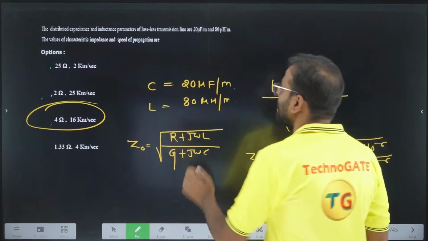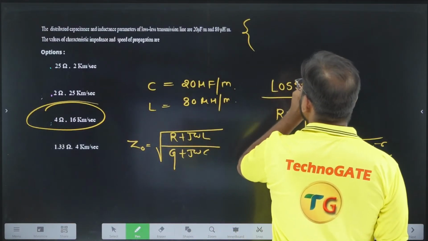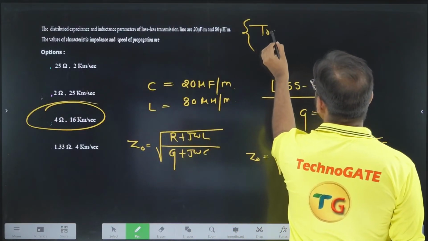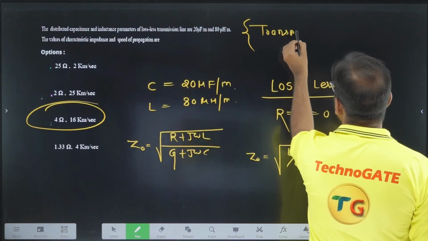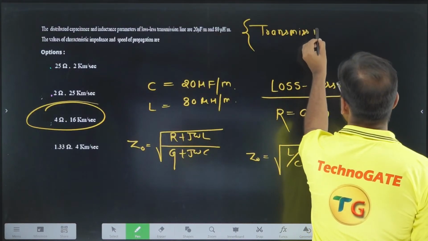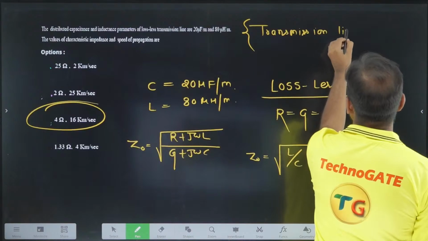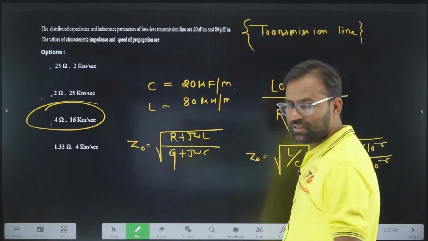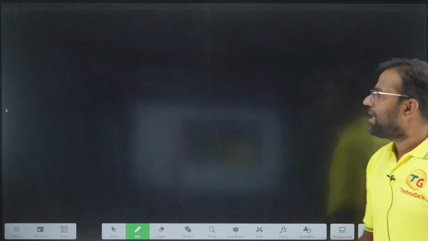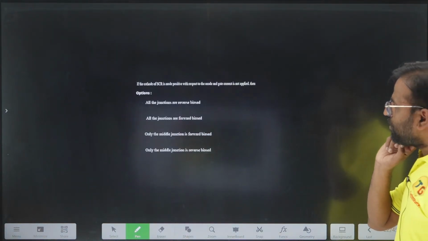This question is on distributed capacitance, and all of these questions are based on transmission line. Let's go to the next question. What does the next question say?